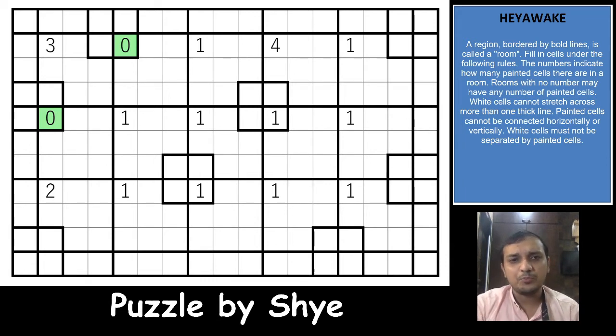And one of the most important rules in a Heyawake puzzle is that the white cells cannot stretch across more than one thick border. So what do we mean by that? If you have a white cell here, let me show you what it means. If you have a white cell here, the next white cell is crossing one of the thick borders, right? It cannot cross another thick border, right? So you cannot have white cells straight in a line crossing more than one thick border, right?